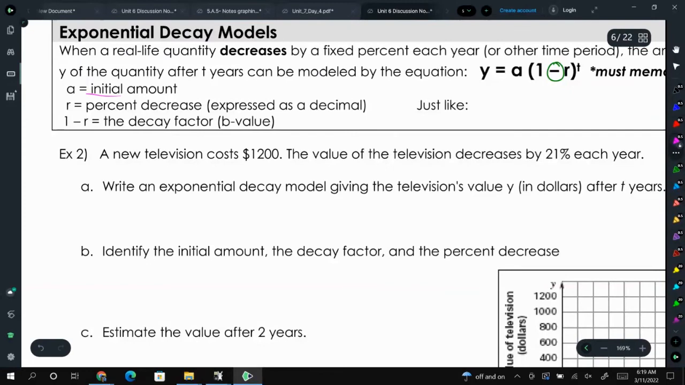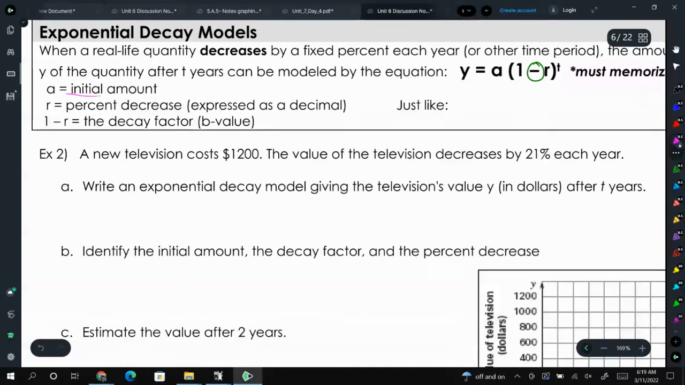A is that initial amount, R is a percent increase or percent decrease as a decimal, and then that b value would be 1 minus R. But I just like to type it all into the calculator at once, but you don't have to do it that way. So letter A says, write an exponential decay model giving the television's value, y, in dollars after t years. So y equals, we started out with 1,200 times 1. And since it says decreased by 21%, it's going to be minus 0.21 raised to the t power.